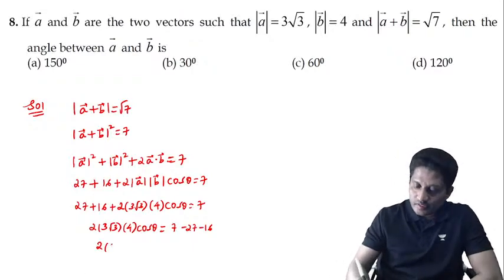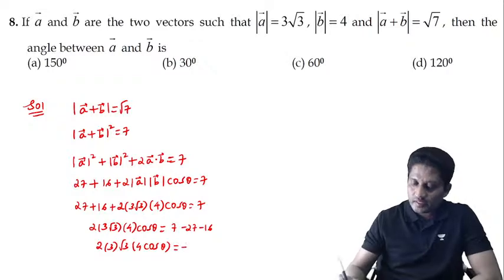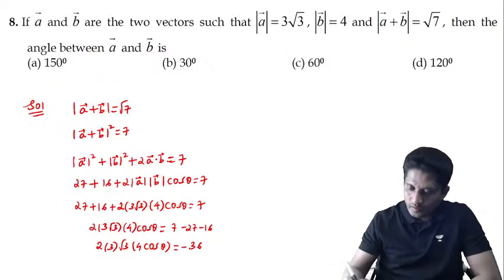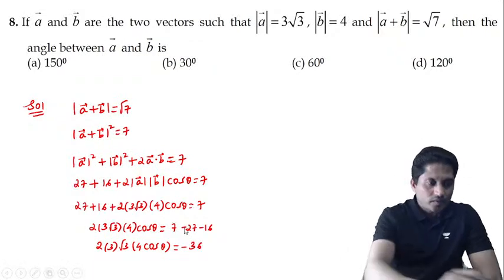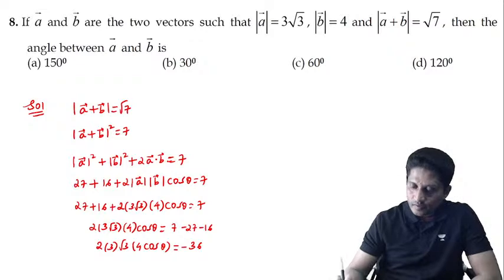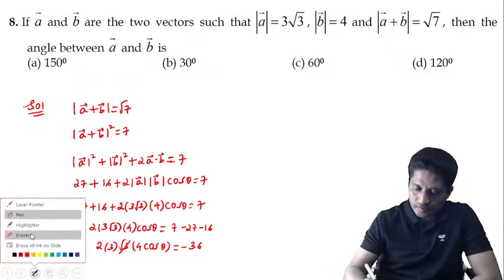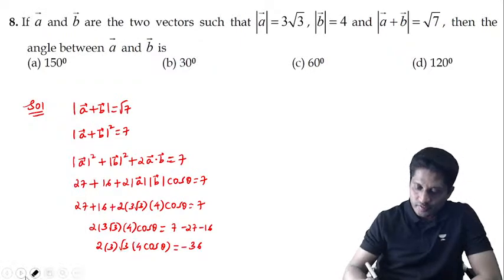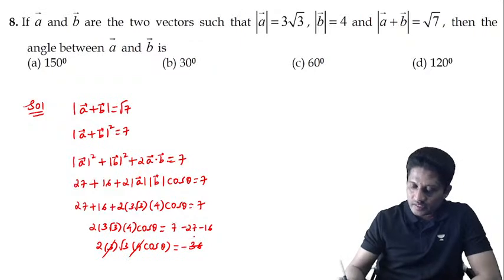So 2 into 3 into root 3 into 4 into cos theta is equal to minus 36. If I simplify this, 4 into 3 is 12. 12 will cancel with 36 3 times.